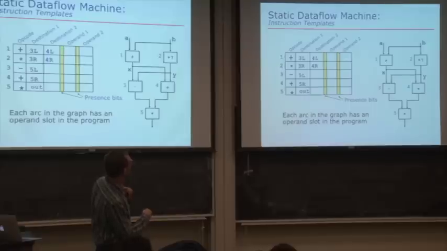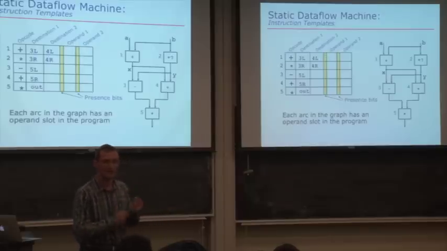So this is the same thing I showed you before. This is instruction 1. This is the opcode. This is the destination, 3 left. The resulting token should go to instruction 3 at its left port. And also it should go to instruction 4 at its left port. And these are the operands of this current instruction, instruction 1. And these present bits say whether a token is present for that operand.